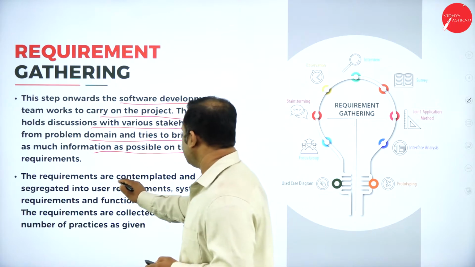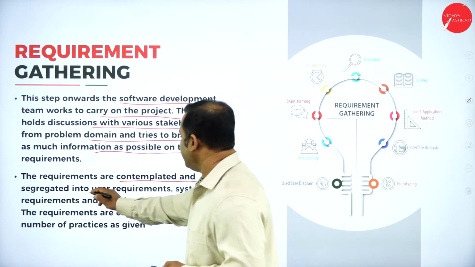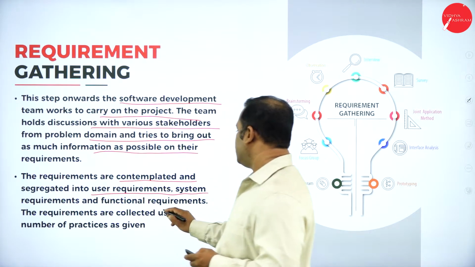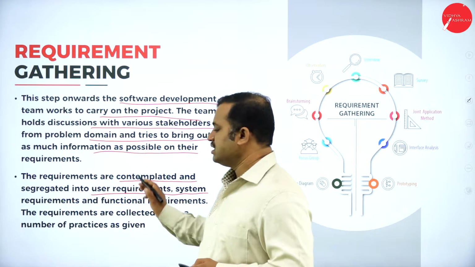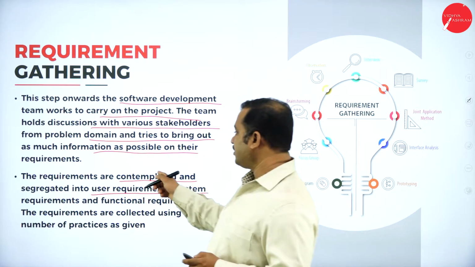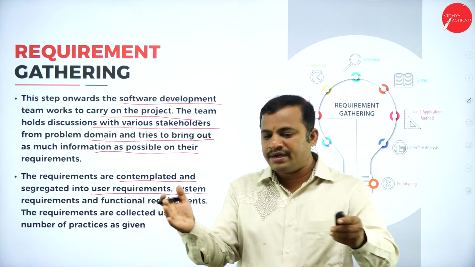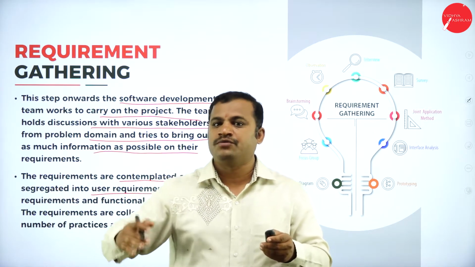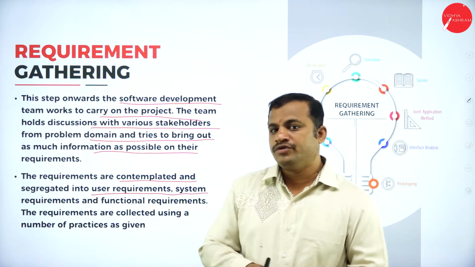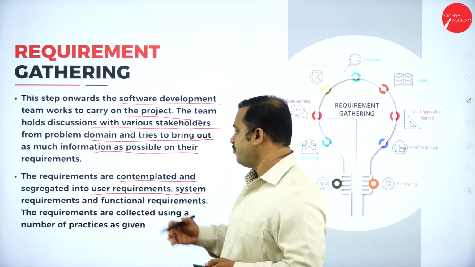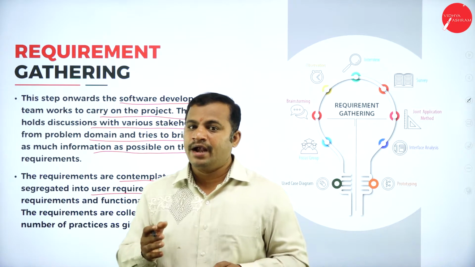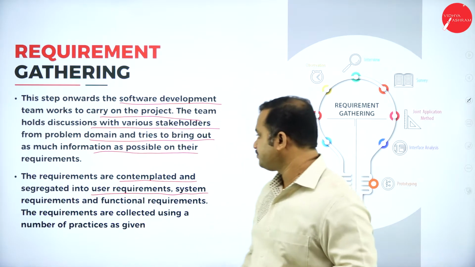The requirements are contemplated and segregated into user requirements, system requirements, and functional requirements, and collected using a number of practices as given. You will see that in the next slide. That is, the requirements are collected and separated into the user requirement. What is the requirement of a user? What are the functional requirements? Which are the non-functional requirements? What are the system requirements? All those things are segregated and kept in place.